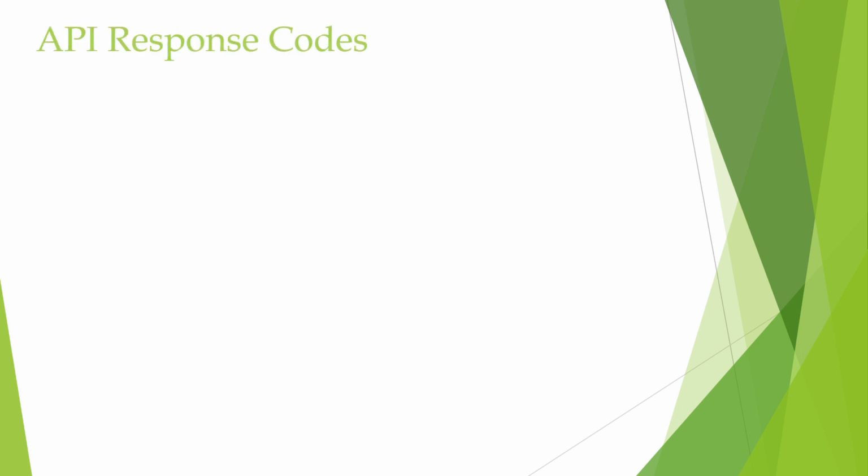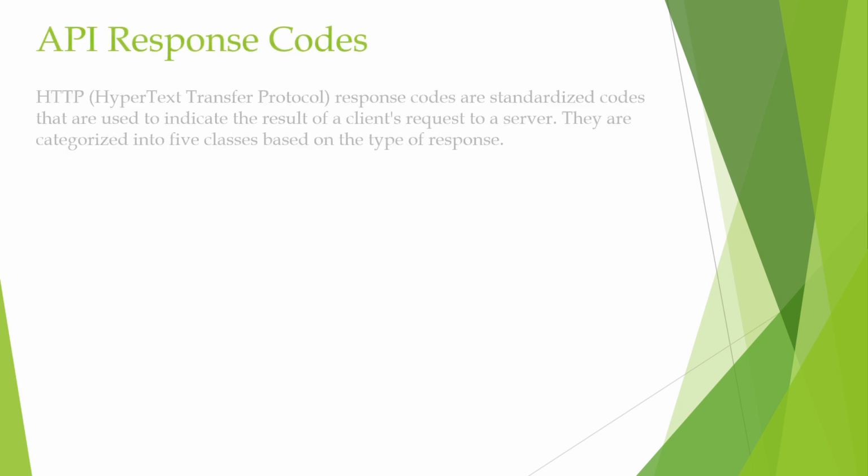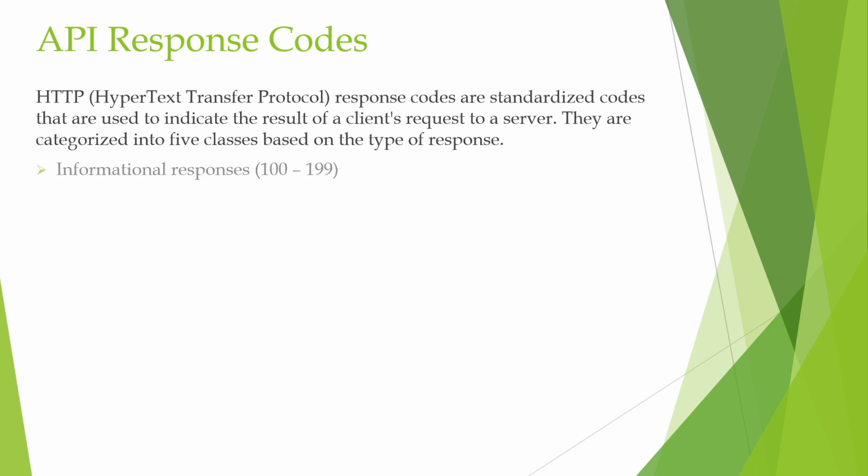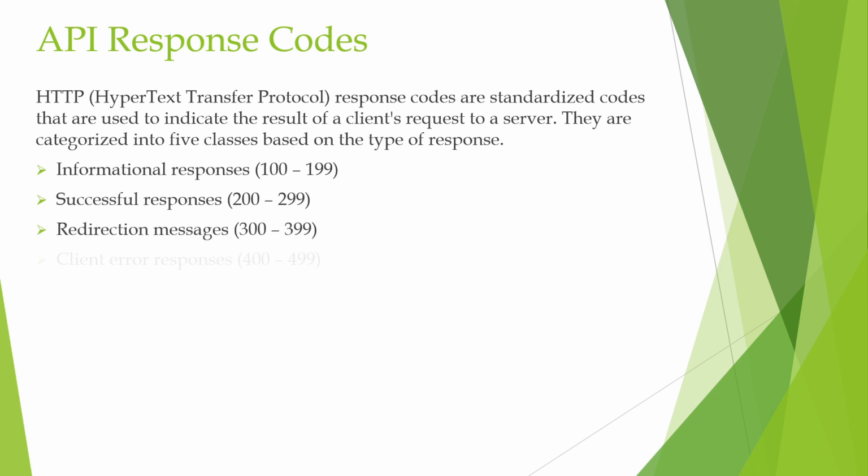Good day to everyone. In this video, we shall see about the HTTP status codes or the API status codes. These status codes are essential components of HTTP responses. They indicate the results of a client's request to the server.